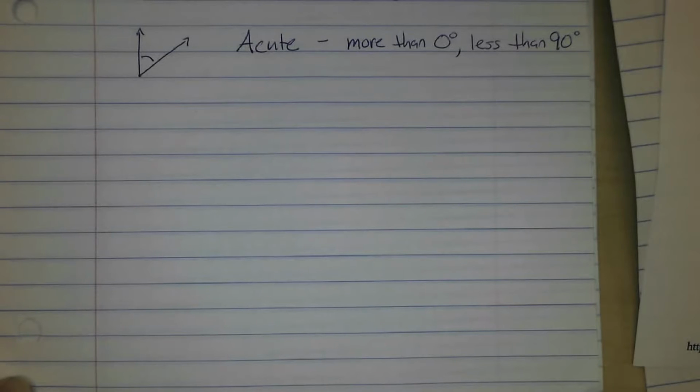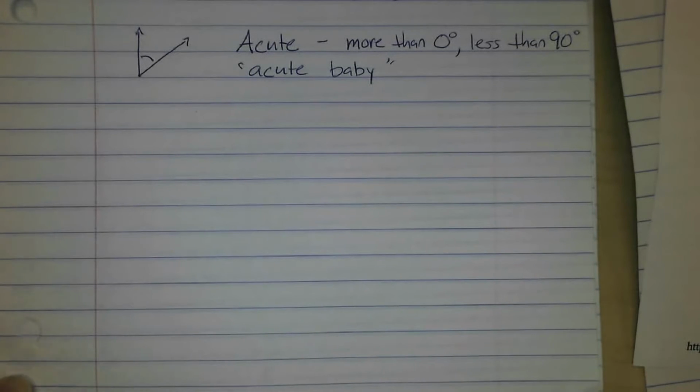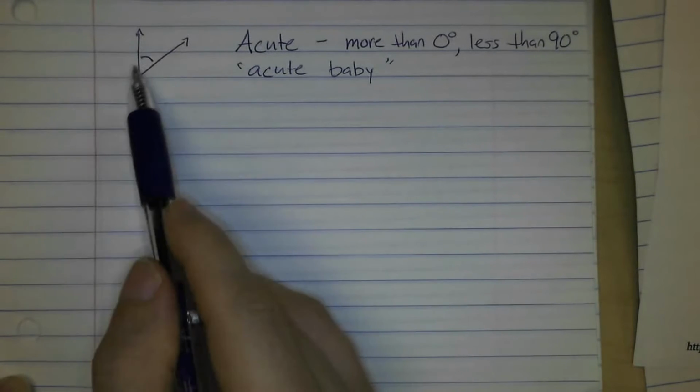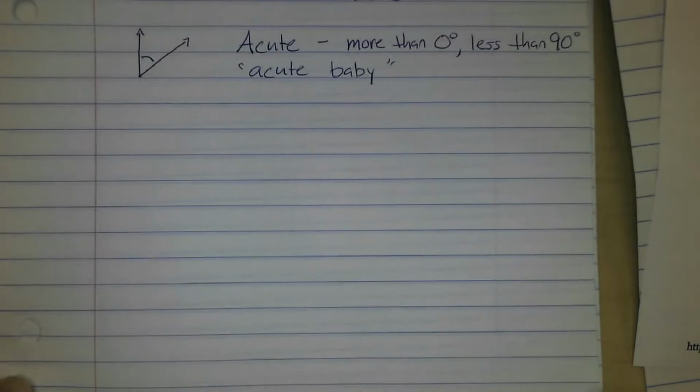And think about small things in life. Let's think about a small baby. Whenever you see a baby, first thing people say is, oh look, that's acute baby. See what I did there? Acute baby, acute, small angle, acute baby. Get it? Alright, let's take a look at another one.